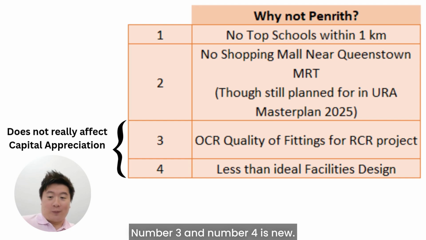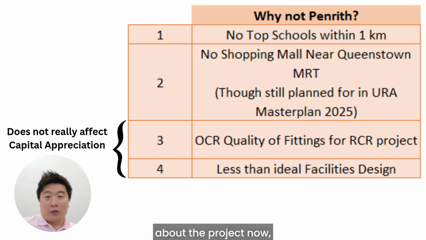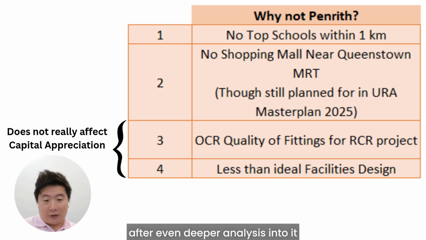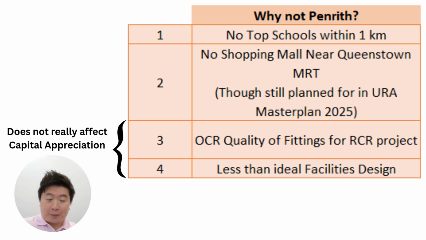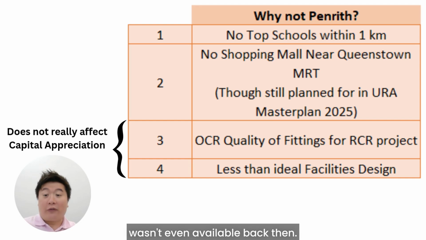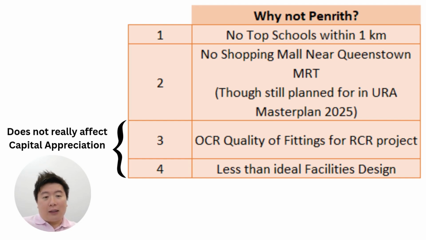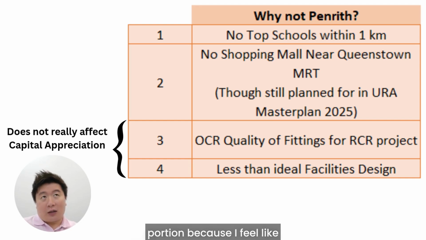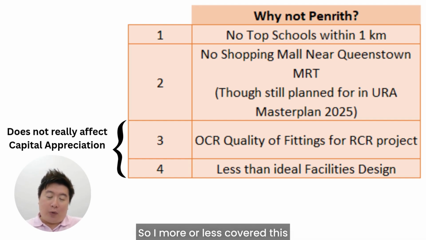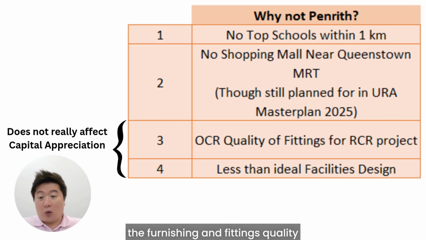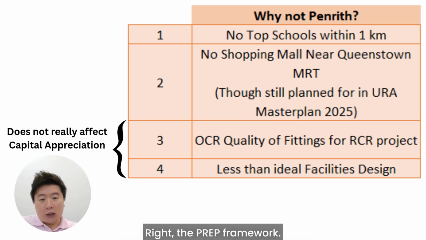Number three and number four is new. It's based on what we know about the project now. After even deeper analysis into it, and also because the information wasn't even available back then, I have taken away the nightlife portion because I feel like that's a little too niche. So let's talk about these three and four. OCR quality of fittings for RCR project. So I more or less covered this actually when we were talking about the furnishing and fittings quality while running through the framework, right? The prep framework.